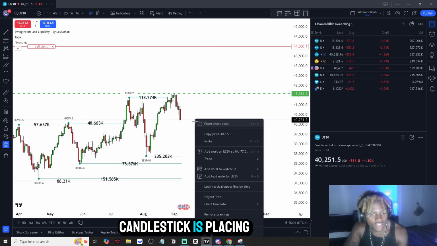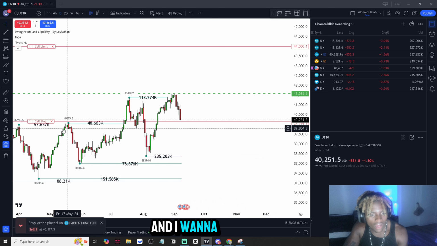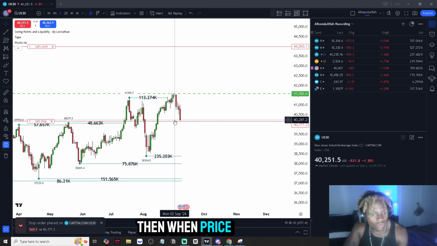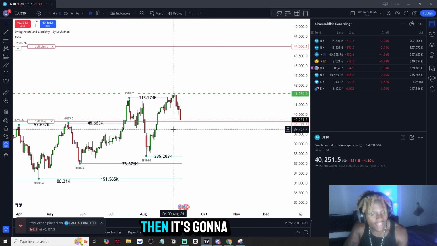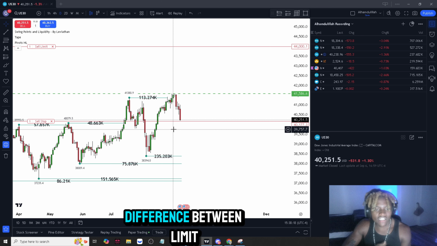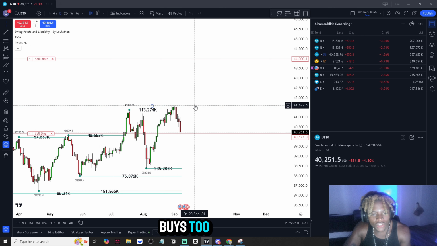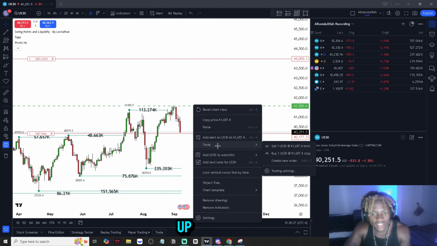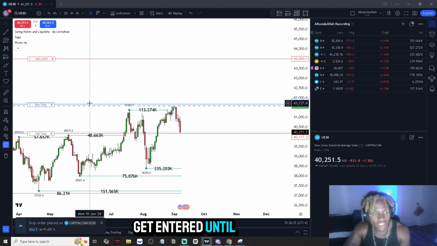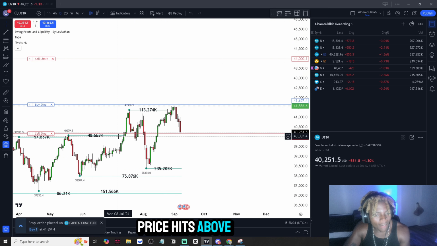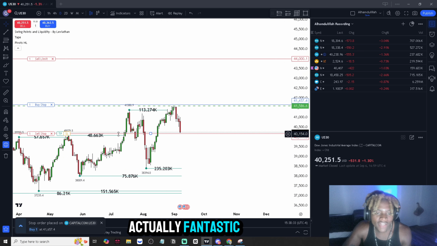If the candlestick is moving down and I want to get in for a sell, then when price decides to cross this line, it's going to enter me in. But price is not going to react until it hits my limit order. That is the difference between limit orders and market orders. The same thing goes for buys too. If price were to retrace up, you wouldn't get entered until price hits above. Limit orders are actually fantastic when it comes to catching breakout setups and stuff like that.